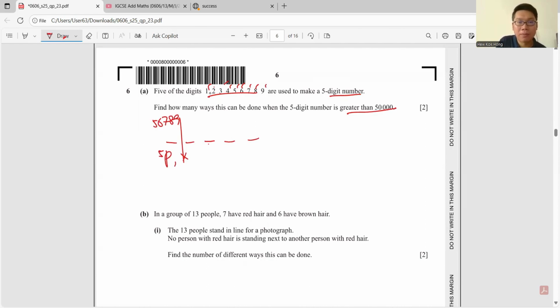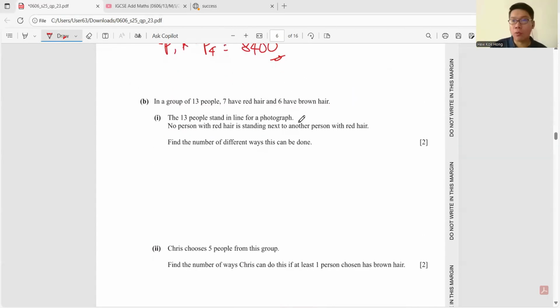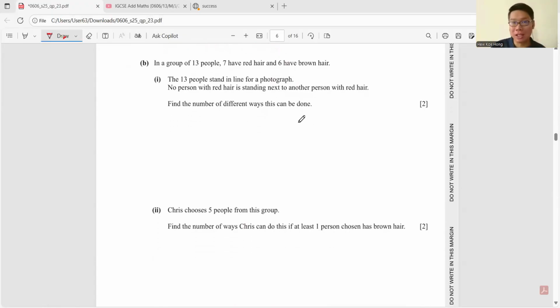Here is 5p1. Then out of 9 numbers, I already took out 1. I have 8 more numbers to fit into the balance four positions. Then you key in the calculator: 8400. Then 2 marks. They separate into part A and part B. Part A is permutation. Part B most probably is combination.